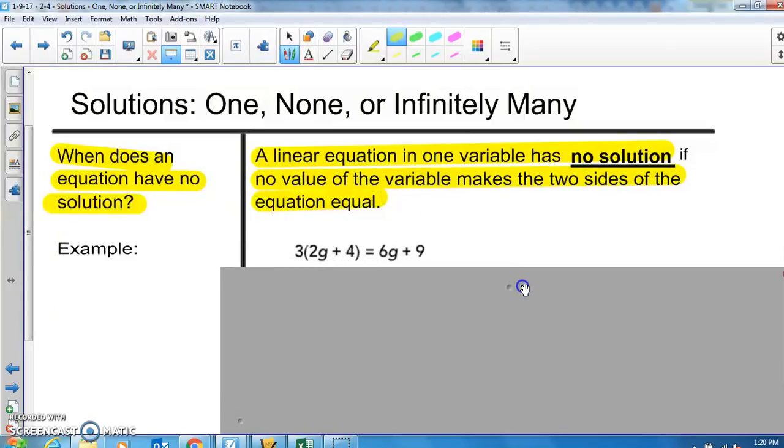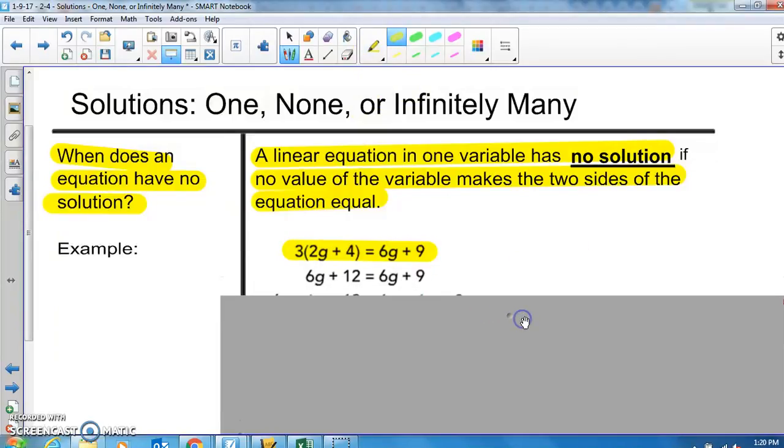All right, an example, let's look at this. We have 3 times the quantity 2g plus 4 equals 6g plus 9. As we work through this, hopefully you could look at this and identify. In fact, I want you to go ahead and copy this down. What we're going to do is use the distributive property. We're going to multiply 3 times 2g, and then multiply the 3 times 4, which gives us 6g plus 12 equals 6g plus 9.